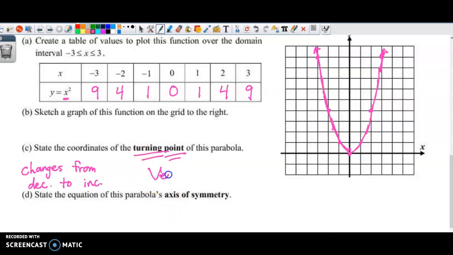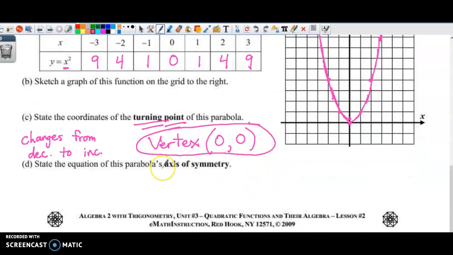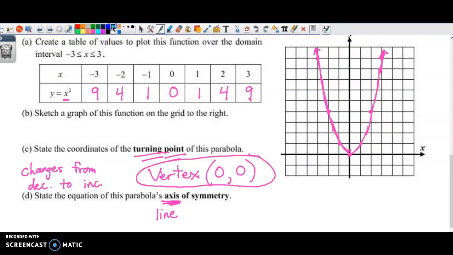The math term that we use for this is called the vertex, and the ordered pair would be (0, 0). So I want you to get used to both the phrase turning point and vertex. And then there's one more thing, and it's called the axis of symmetry. I don't know if you're aware, but the word axis actually means line. So it's a line of symmetry. Because this axis of symmetry is a vertical line, we always write it as x equals, because x equals is a vertical line instead of a horizontal line.